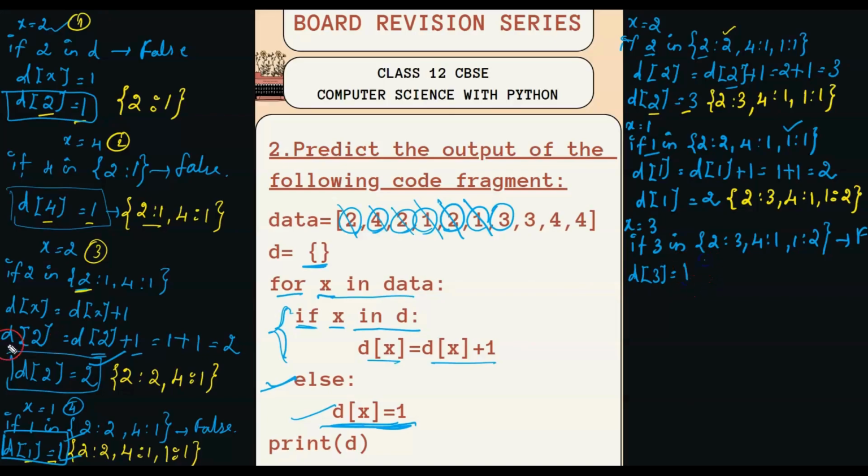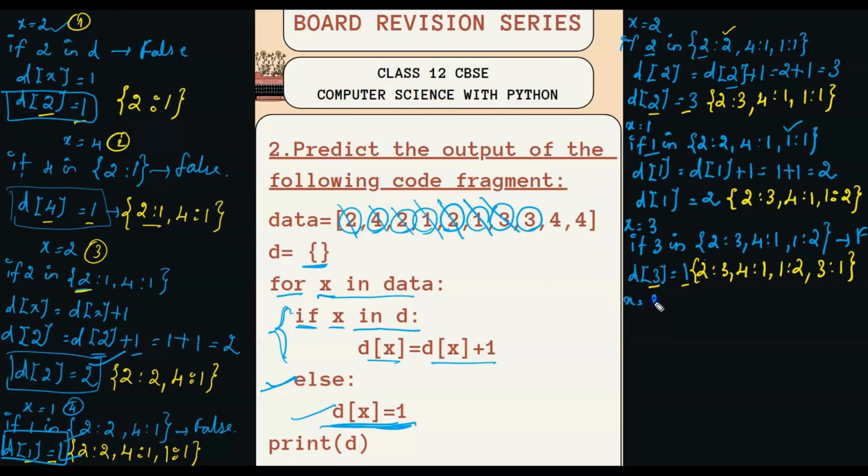Okay, so the new key value pair is getting added now. That means 2 is to 3, 4 is to 1, 1 is to 2, and the new key value pair is 3 is to 1. Hope all are understanding clearly. And now the 3 has been finished. The next iteration is the next 3.